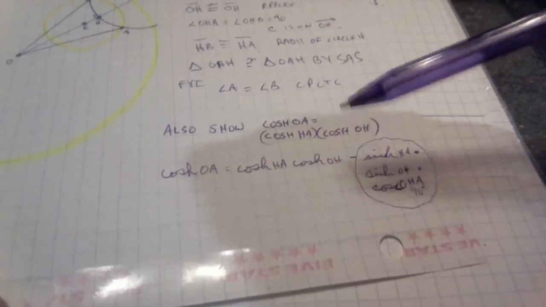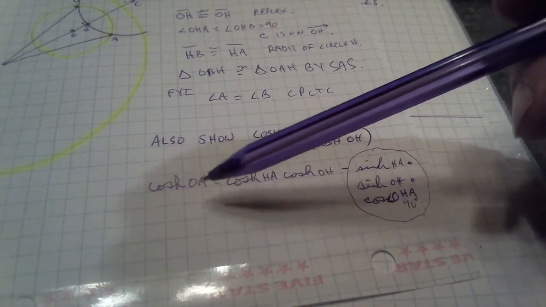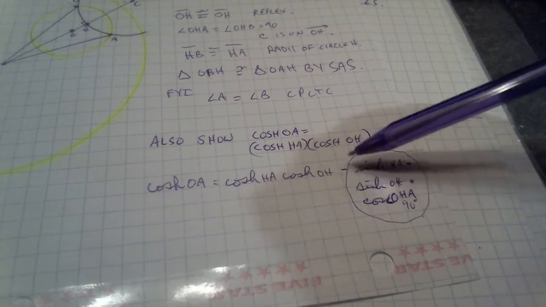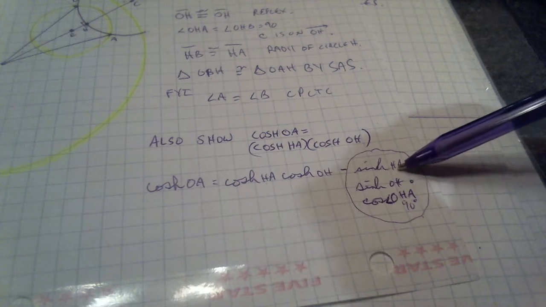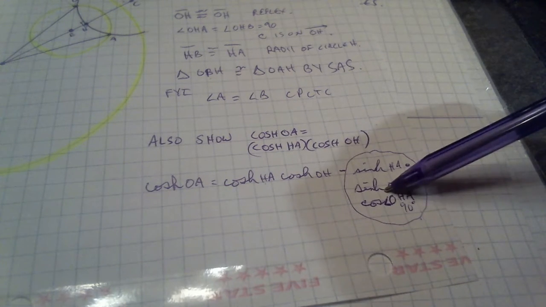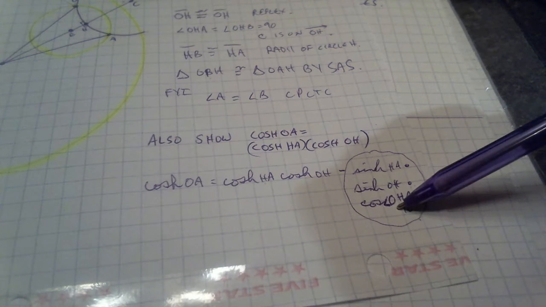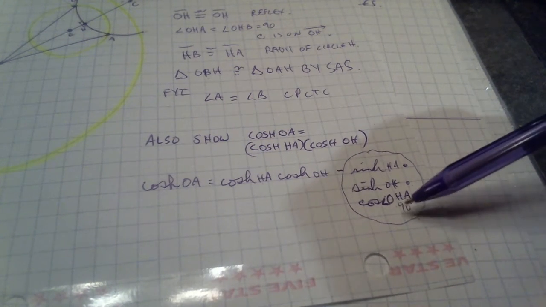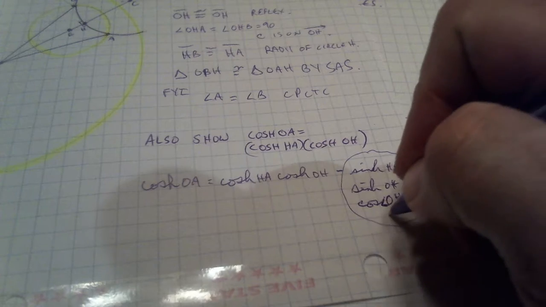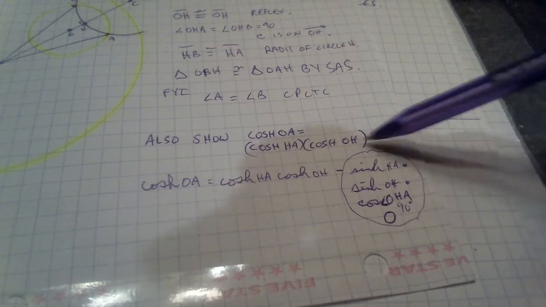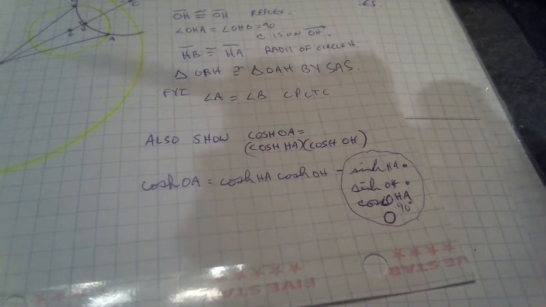So let's do that formula. That formula says cosh OA would be equal to cosh HA times cosh OH minus sinh HA times sinh OH times the regular old cosine of angle OHA, and angle OHA is 90, so that's a big fat 0 for that factor, making this whole term here 0, and we get what was supposed to be shown.